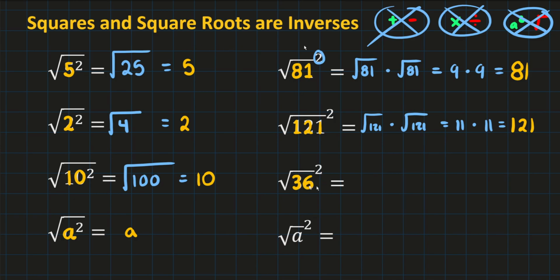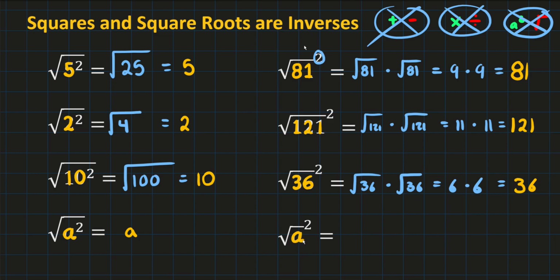How about the square root of 36 squared? What would that be? Well, that would just be the square root of 36 times the square root of 36, which is equal to 6 times 6. No, say it ain't so. 6 times 6 is 36. The square root of 36 squared is 36. No! So what would be the rule then?